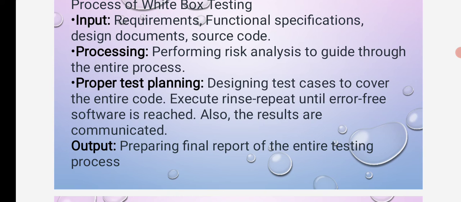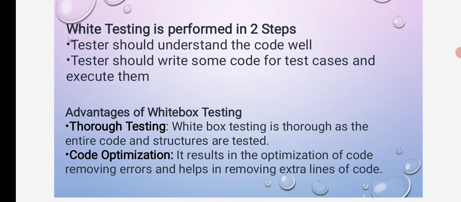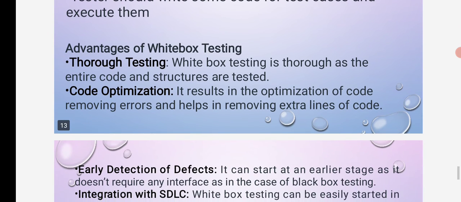Processing: performing risk analysis to guide through the entire process. Proper test planning is done in this case to cover the entire code and execute until error-free software is reached. Output: preparing the final report of the entire testing process. White box testing is performed in two steps. The tester should understand the code well. Then the tester should write some code for test cases and execute them.